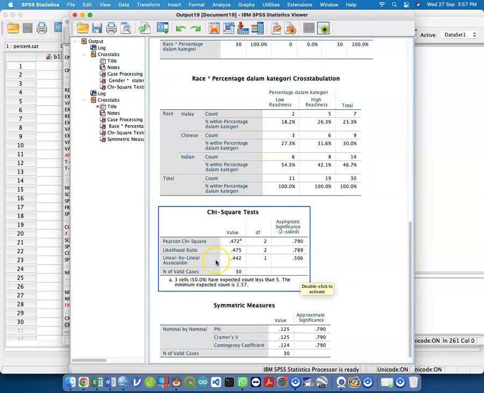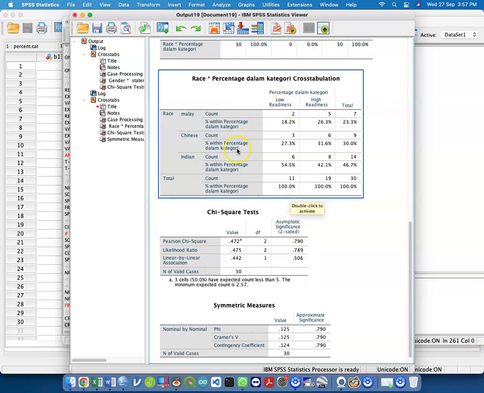Fisher's exact is not produced by the SPSS. Then we need to use the next one, which is the likelihood ratio. Yeah, pandai ya. Likelihood ratio will be 0.789. So this is more than alpha. Therefore, we are going to say that there is no significant association between the race and the percentage of readiness.